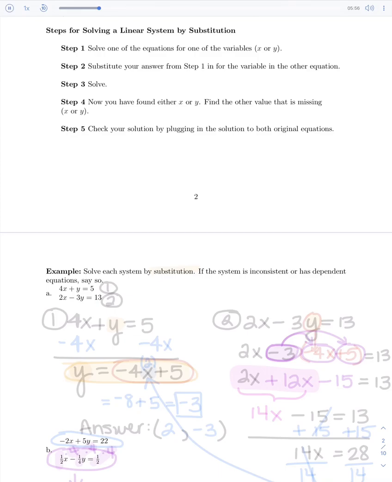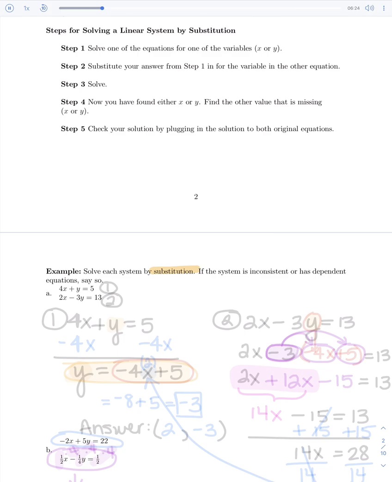So what we're going to do is learn two different ways to solve these by hand without drawing a graph. The first method you've probably seen before is called substitution. In substitution, we take one of the two equations, whichever one's easiest, you get to pick, to get a variable by itself.